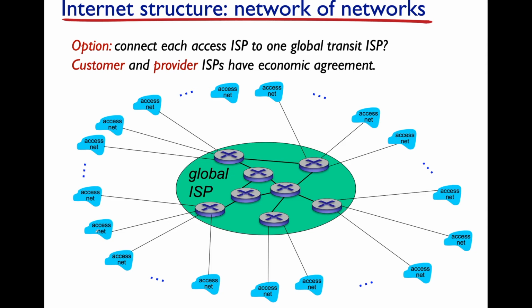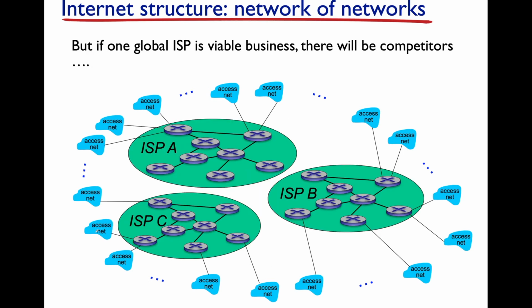Now, you could connect all the access ISPs to one global transit ISP. So it's a big switching fabric with a lot of routers, and the communication links span across wide distances on the geography. All right, so you could do that, and that provider will make all the money. And other people would say, hey, wait a minute, that's a good business. It's lucrative. I want in on the action.